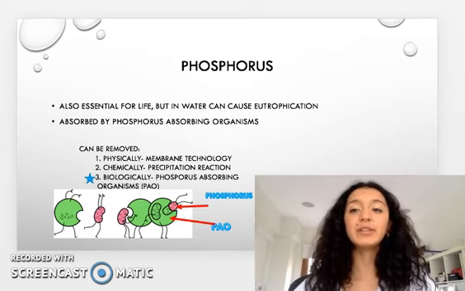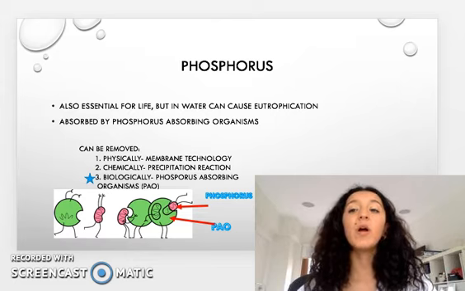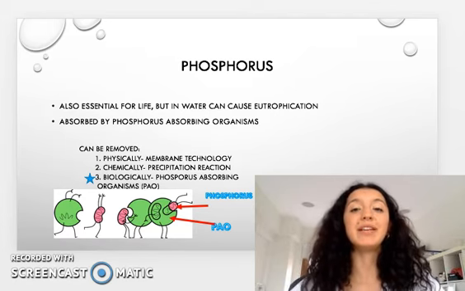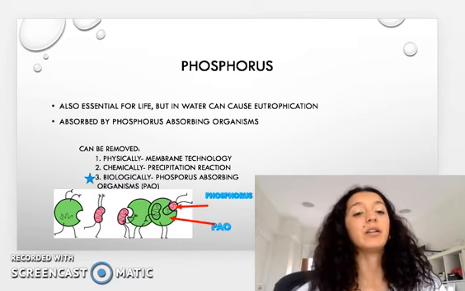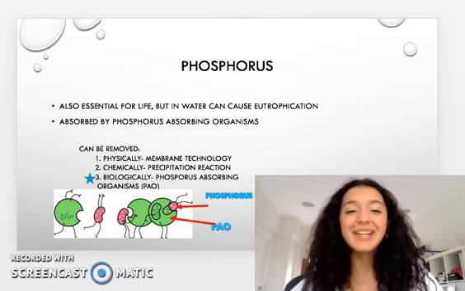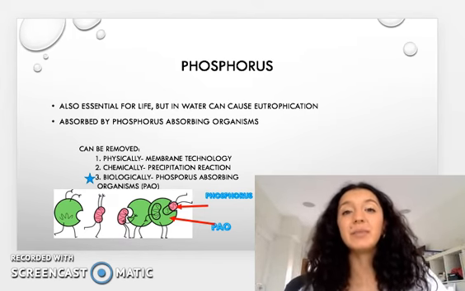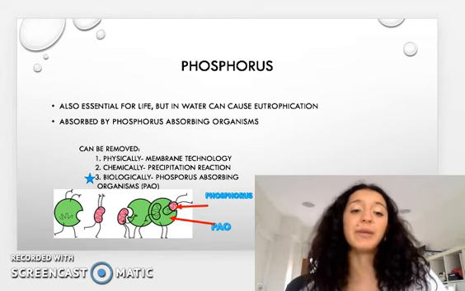Now for phosphorus. Excess phosphorus can also cause eutrophication in water, which is harmful to the ecosystems. Phosphorus can be removed in 3 different ways. Firstly, physically by membrane technology, secondly, chemically by precipitation reactions, and thirdly, biologically. And this is the method that is preferred by paper mill effluent treatment.